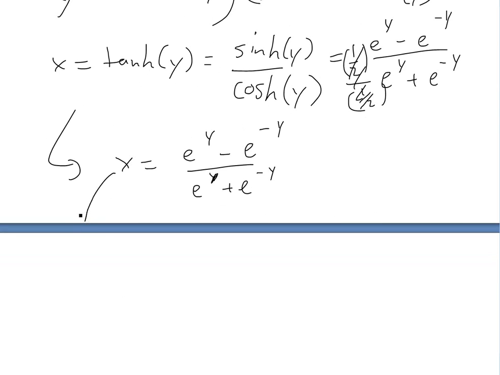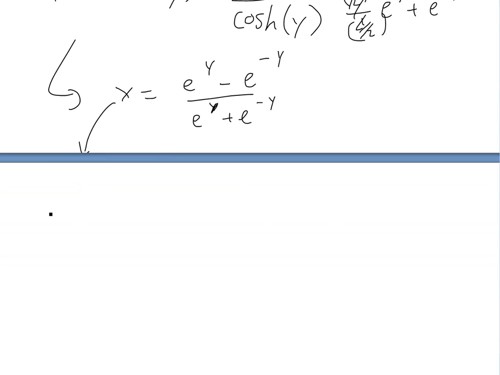And then again, we're going to rearrange this one. So we're going to have x times this, get this over to this side. So we're going to have x times e to the y plus x times e to the negative y, just times it out in there, equals e to the y minus e to the negative y.